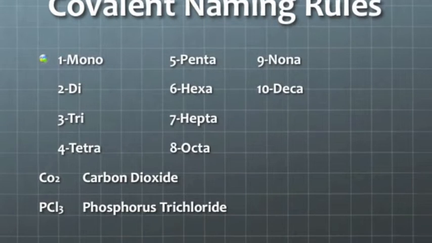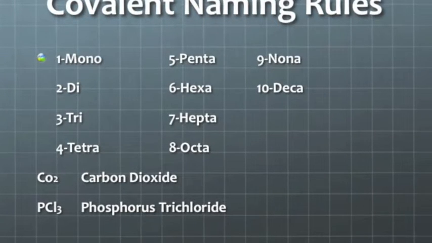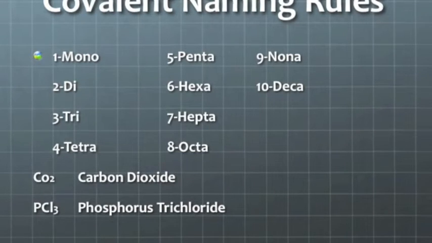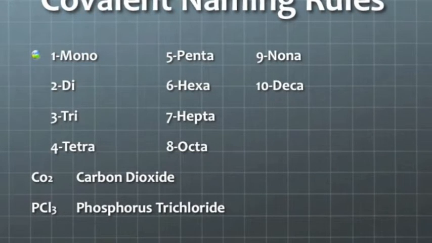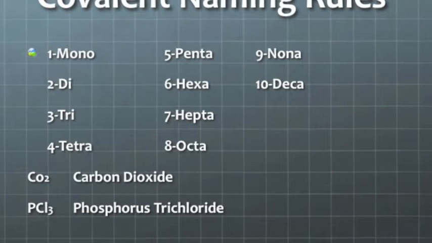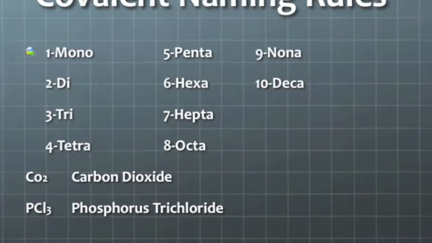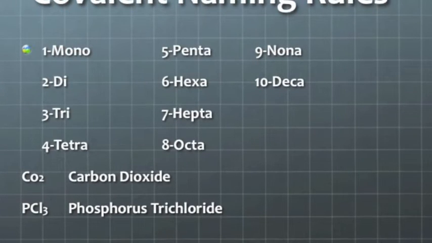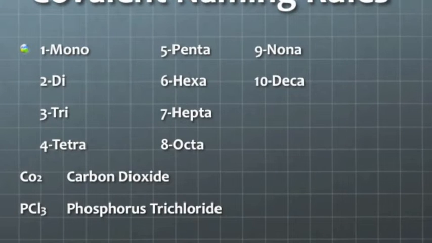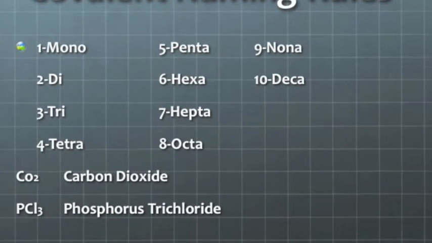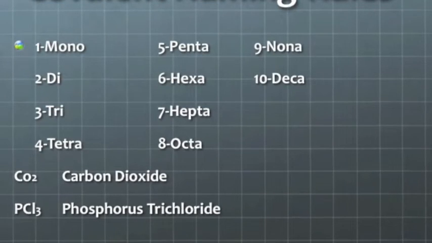Covalent naming rules. Now, depending on how many there are, these are the prefixes that you're going to need to use. If there's one, you're going to use mono. 2, di. 3, tri. 4, tetra. 5, penta. 6, hexa. 7, hepta. 8, octa. 9, nona. And 10, deca. Some examples are carbon dioxide and phosphorus trichloride.